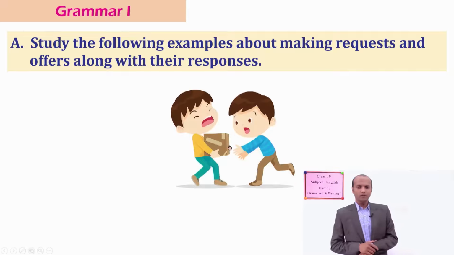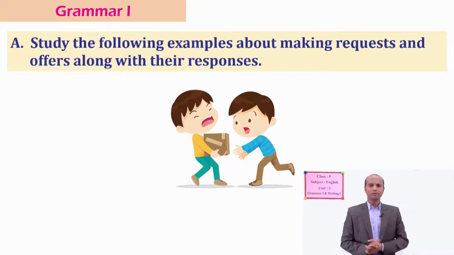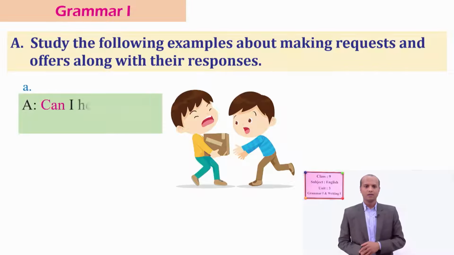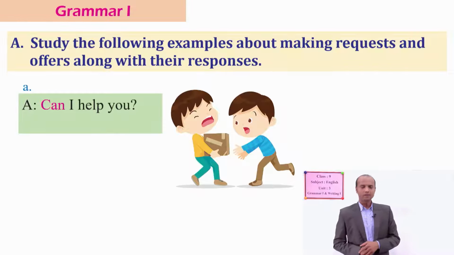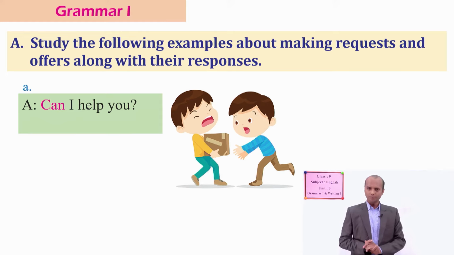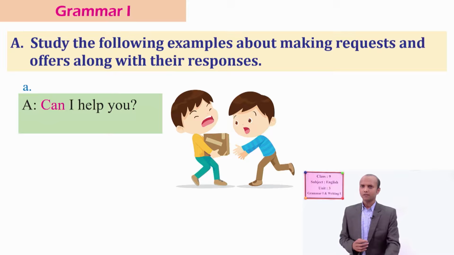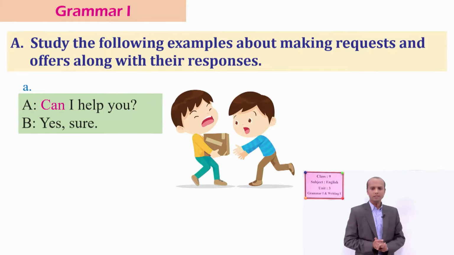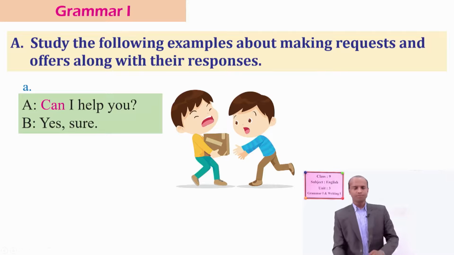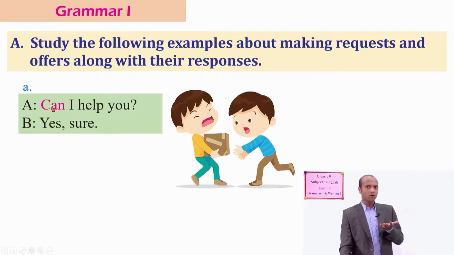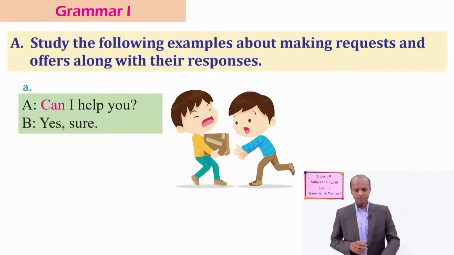Looking at the picture, can you guess what these people are talking about? Great. So boy A, character A says, "Can I help you?" Look, can is highlighted there. Have you seen? Great. And the reply can be yes, absolutely. Yes, sure. The boy is going to help there in the picture as well. You can see that. So you can either accept or reject. That depends on your desire or accessibility of the task.